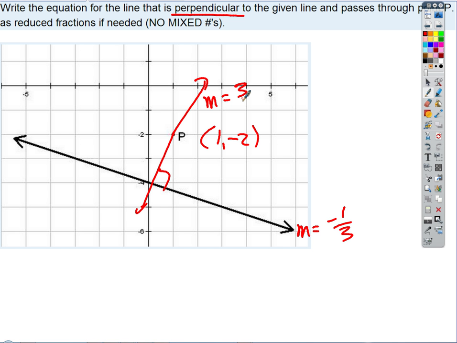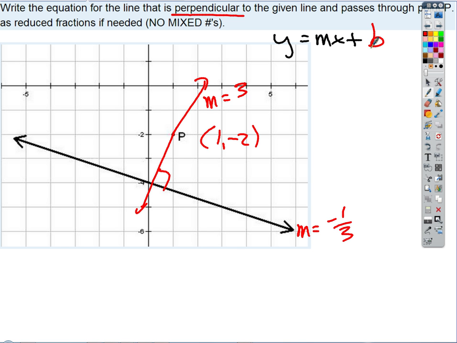What am I going to do? What do you think, Deb? What am I going to do to find B? What's my strategy? I'll get you started. I'm writing this. What do I do to get that B? I'll take the coordinates of P. Good. Take the coordinates of P, plug them in for X and Y, and what do I plug in for M this time? 3.